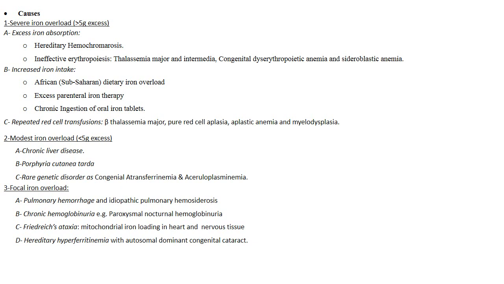Iron overload may be focal, such as pulmonary hemosiderosis resulting from pulmonary hemorrhage, chronic hemoglobinuria, which causes iron overload in the renal tubules and kidney, mitochondrial iron overload causing ataxia, and a hereditary disorder of hyperferritinemia, which causes iron overload in the eyelids causing cataract. Rare causes of iron overload include congenital atransferrinemia and congenital aceruloplasminemia, which cause iron overload in organs.